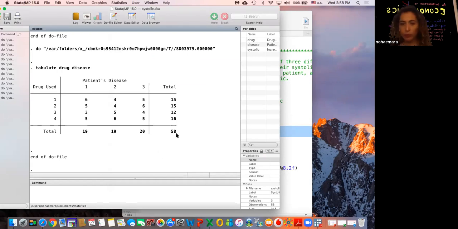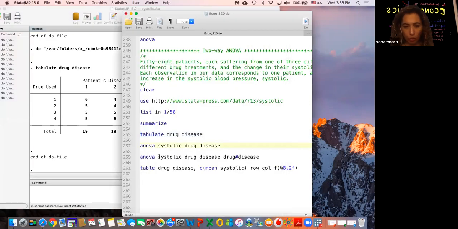All right, so let's do the ANOVA, where I'm trying to see how the 4 different drugs are affecting the systolic blood pressure. Is there any statistically significant variation in the drug that affects systolic blood pressure? Is there a statistically significant variation in the disease that affects systolic blood pressure, right?